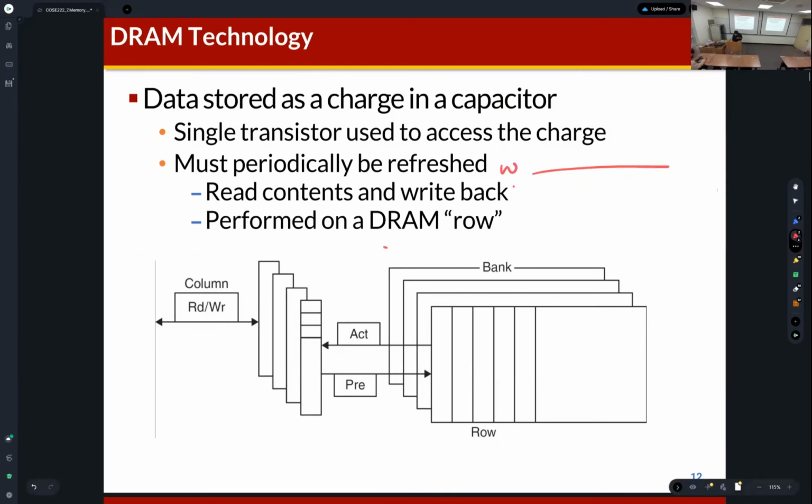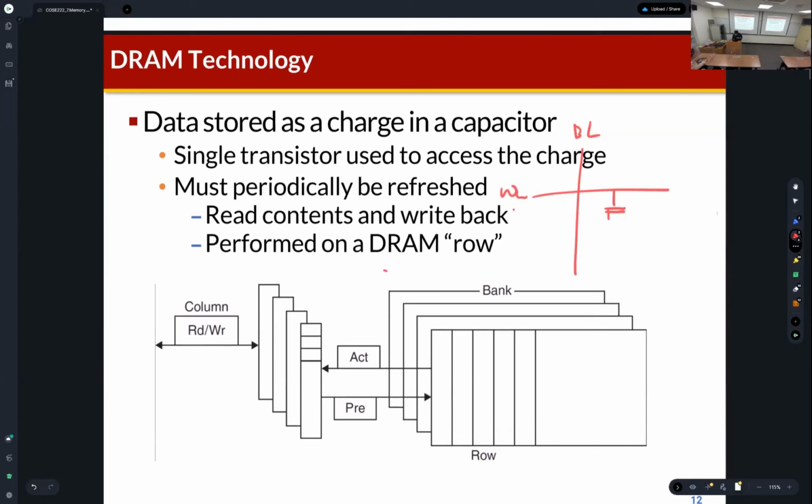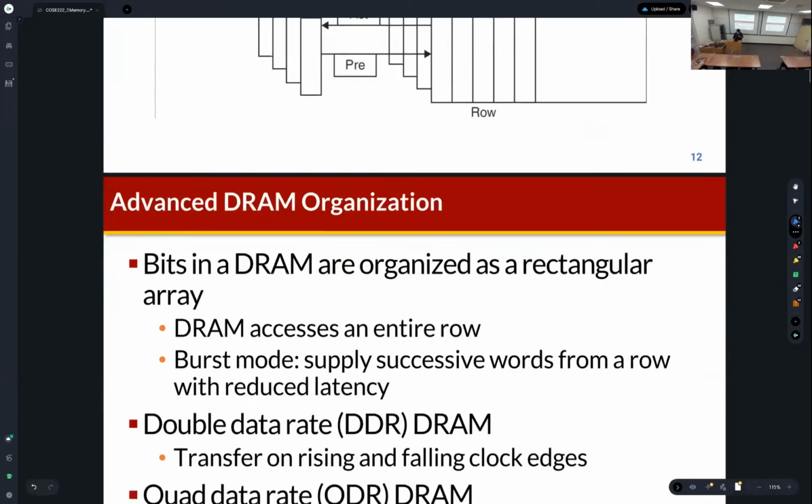If we just see the inside of the DRAM, we can find that this is the word line, and this is the bit line, and this is the circuit. The data is stored in this capacitor, and if the word line is activated, then this is turned on, and we can read the data. But it's a kind of low-level knowledge, so I skip this part.